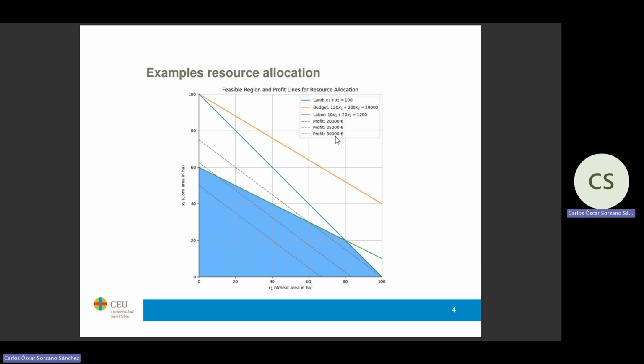We could have drawn some more lines. Actually, we would see that all these lines are parallel to each other. So probably the maximum value is here. It is in this corner. So you push the profit forward until you reach the last point of the feasible region. On this area, it's the feasible region. So you push the profit until the last point that is still feasible. It would be this corner.